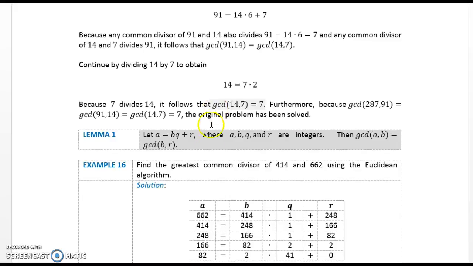Because 7 divides 14, it follows that the greatest common divisor of 14 and 7 is 7. Furthermore, because the greatest common divisor of 287 and 91 is equal to the greatest common divisor of 91 and 14, which is equal to the greatest common divisor of 14 and 7, which is equal to 7, the original problem has been solved.